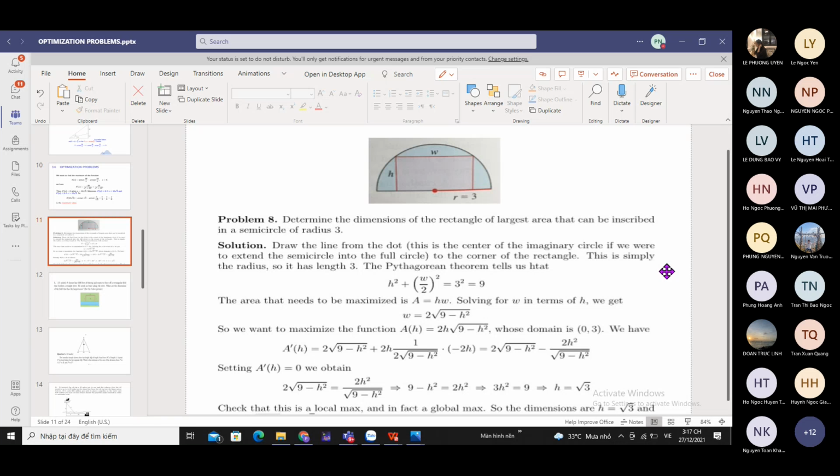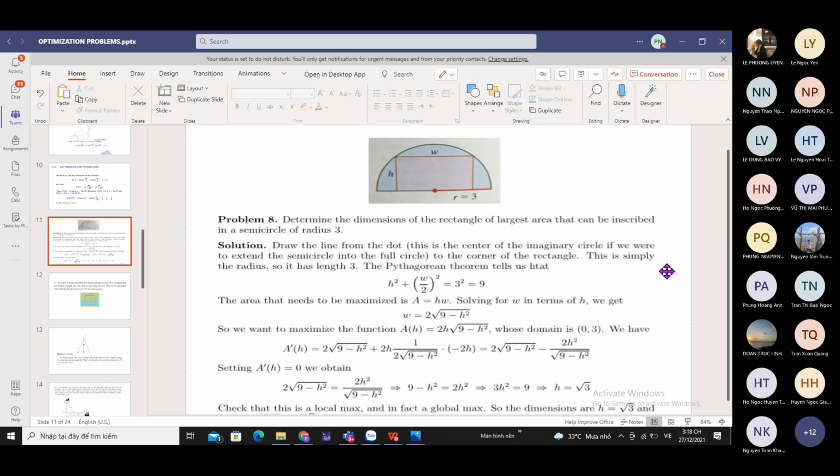So here you have got a semicircle of radius 3. Just a semicircle. Now we want to determine the dimensions of the rectangle of largest area that can be inscribed in the semicircle. So here you see, we introduce two variables, h and w. And clearly the area of the rectangle is just w times h, right?